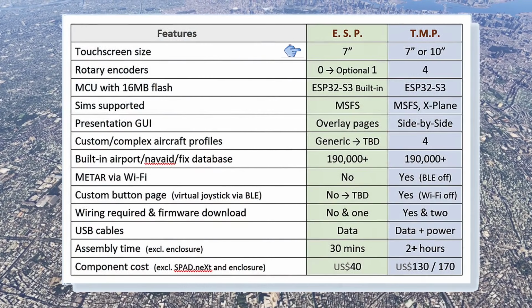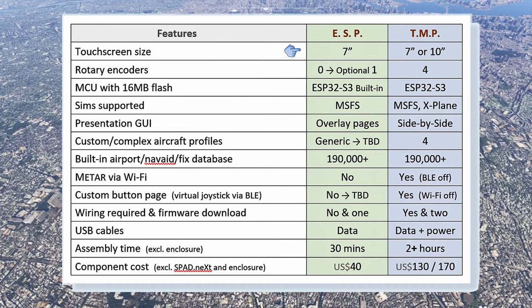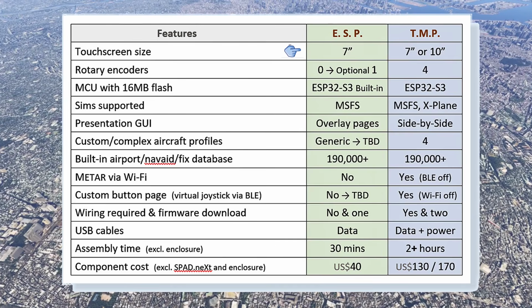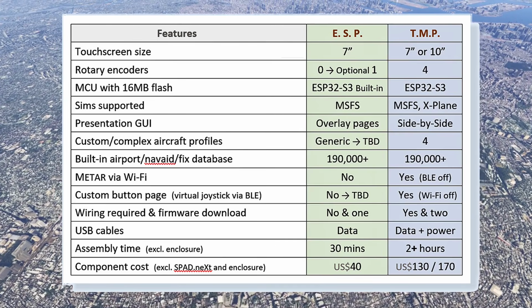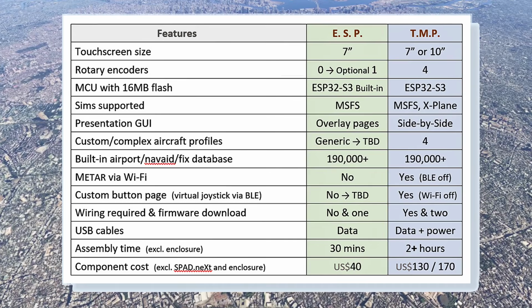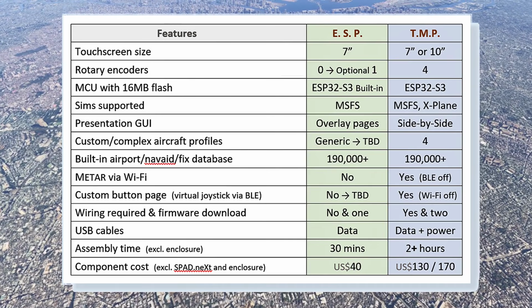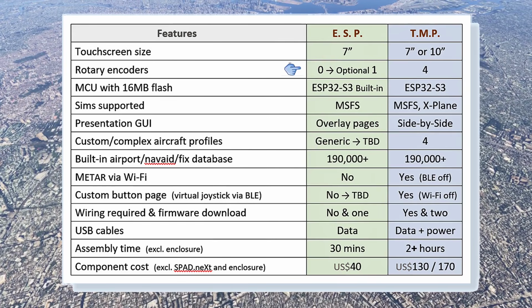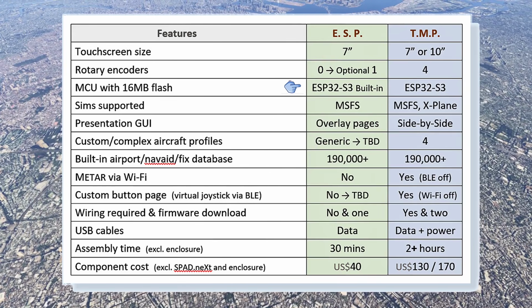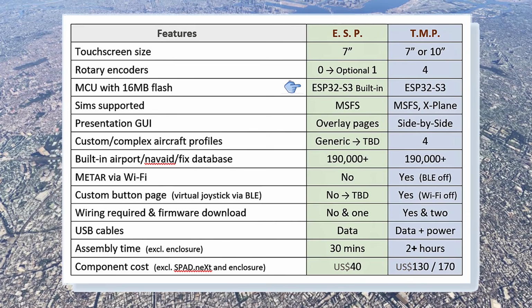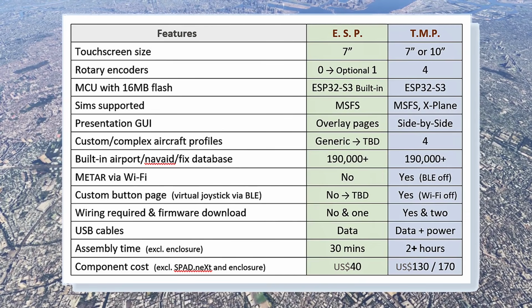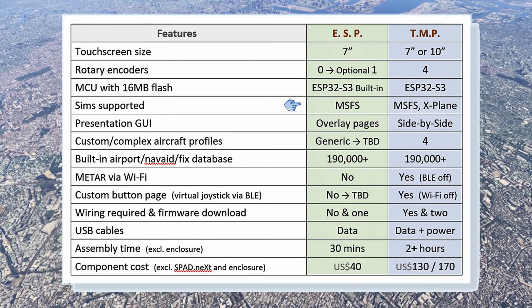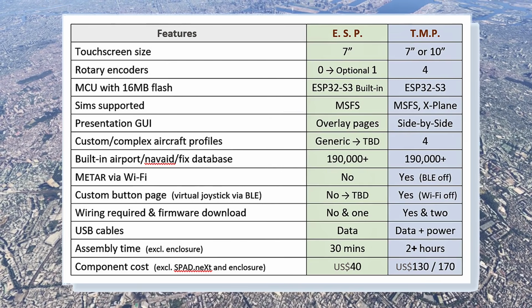The screen itself. As a user, the difference between the two is that the TMP has the option for a big 10-inch display, at a cost naturally. The ESP does not use rotary encoders. I have planned to add a single optional encoder into the design though. They both use the same processor. Externally, there's no difference to the user. Only the TMP can work with X-Plane. There's no plan for the ESP to support X-Plane.